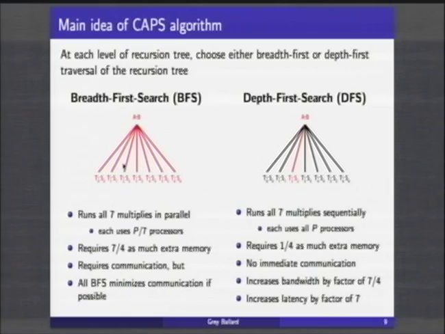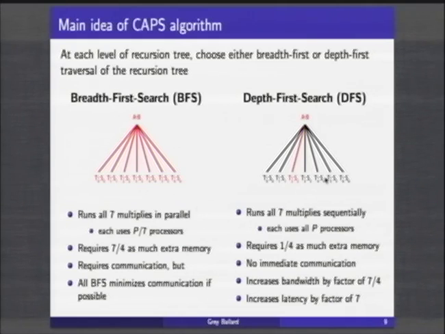So the algorithm is basically: take as many BFS steps as you can, as many as your memory will allow. And with a DFS step, because you're working on only one of these problems at any given time, you don't need much extra memory. So if you're memory constrained, you take a few DFS steps to make the problem smaller, and then you take as many BFS steps as you can. Okay, so that's the basic idea.